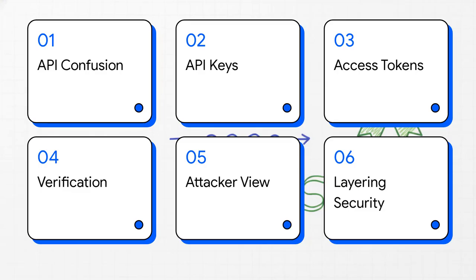Here is our architectural blueprint for today. 1. The Great API Confusion. 2. API Keys, Application Identity. 3. Access Tokens, User Authorization. 4. Verification and Lifetimes. 5. The Attacker's Perspective. 6. Layering Security Architectures.